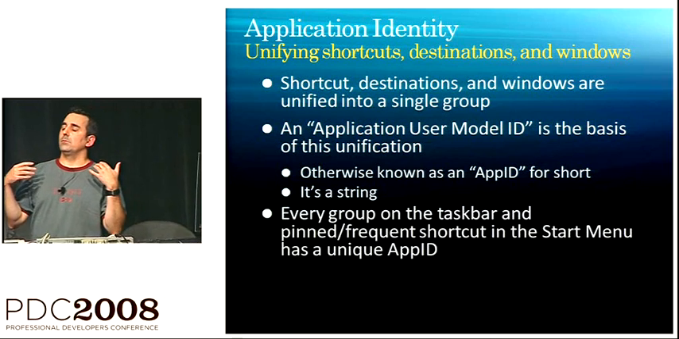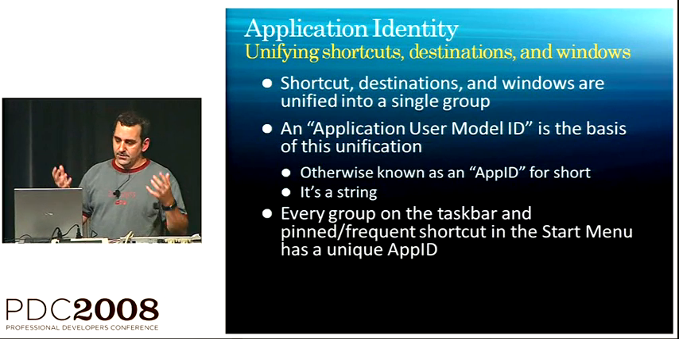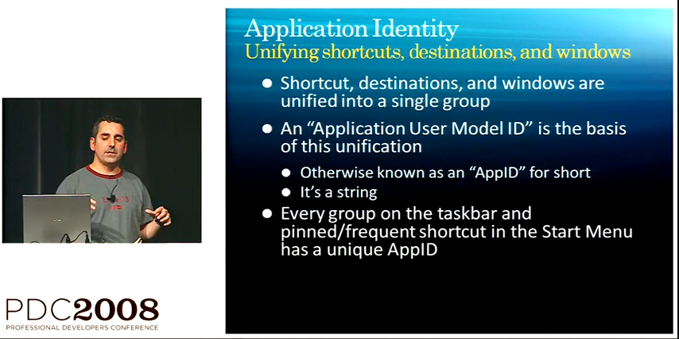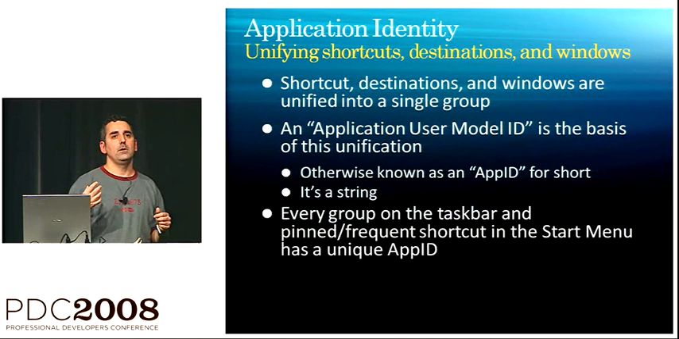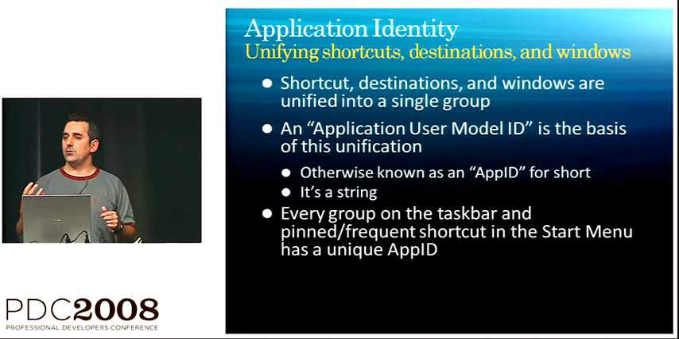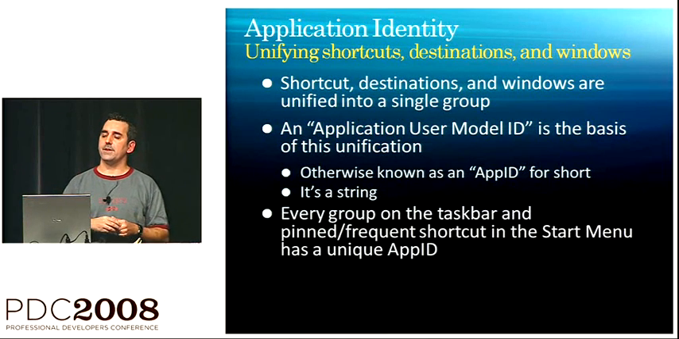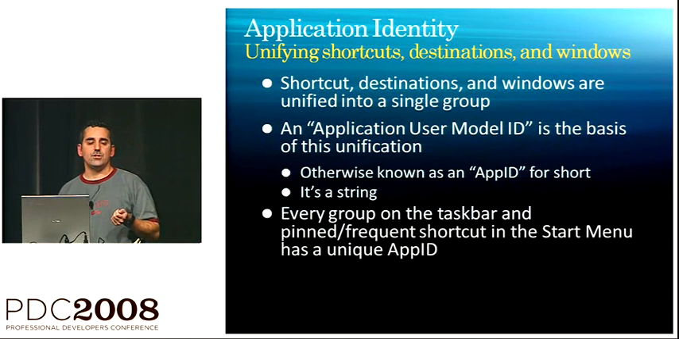So how then, like it's kind of neat to be able to customize our destination list, but how exactly do we know from the operating system where to put the jump list? How do we know how to hook up the windows that your application is creating to that button on the taskbar? Well, that introduces this notion of something that we call application identity.